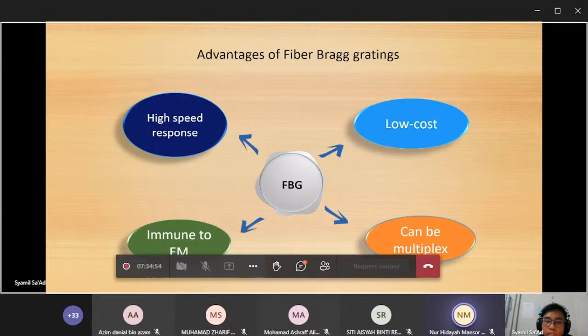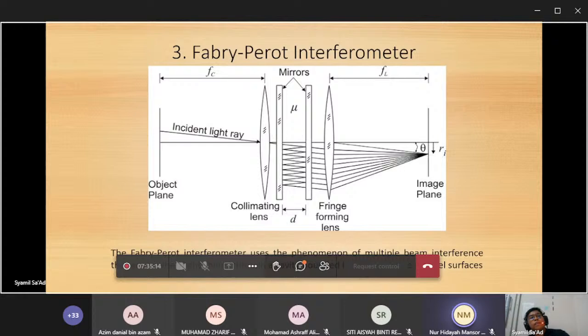Okay, so the advantages of FBG: low cost, high speed response, immune to EM interference, and can be multiplexed. For those who are not familiar, can be multiplexed means you can put several or as many sensors as you like within the same fiber. For example, you have 10 kilometers of fiber and you can place as many sensors as you want. That is what can be multiplexed means.